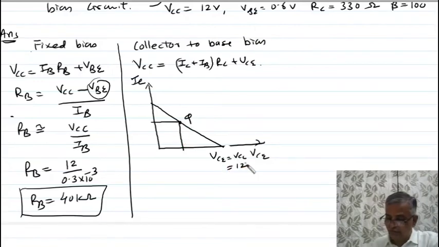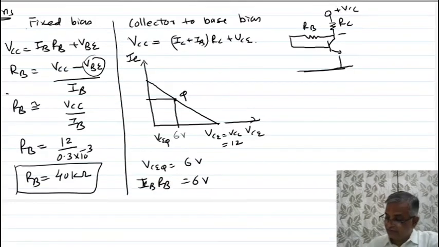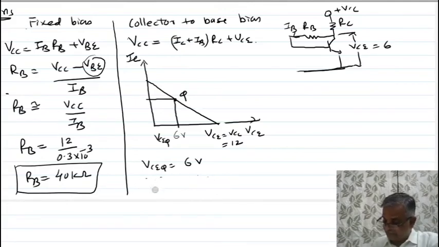If this is 12 volt, then the Q point must be at 6 volt. So this is your VCQ; I can write VCQ is equal to 6 volt. This is your VC, this is 6 volt. If this is 6 volt, then from the circuit I can write VC is equal to IBRB plus VB. This is your VB.